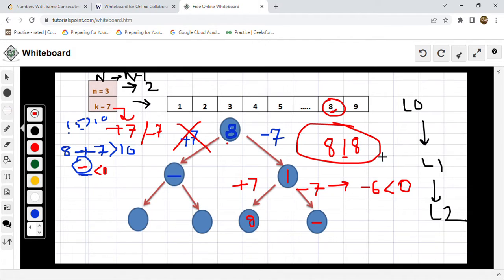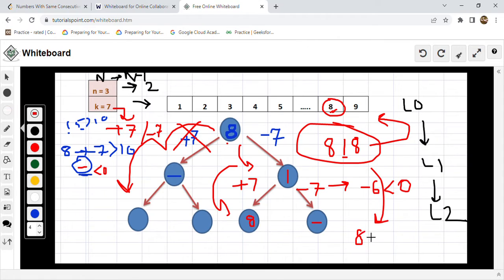So here we have found a number which is of 3 digits, and we have traversed 2 times, like this, 1 and 2. So we have found the number 818. We will add all this kind of number and we will return it. So let's see for the first digit also.